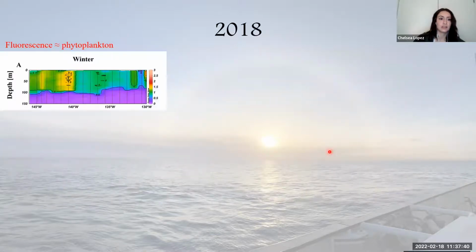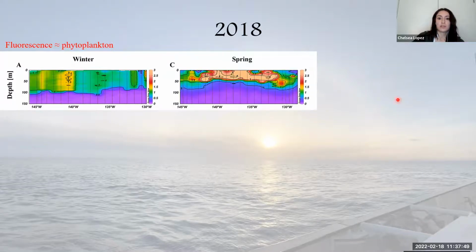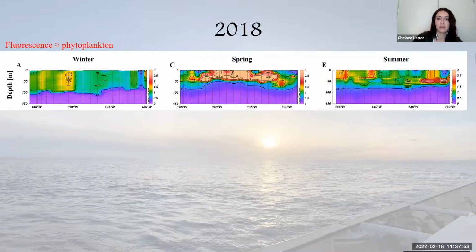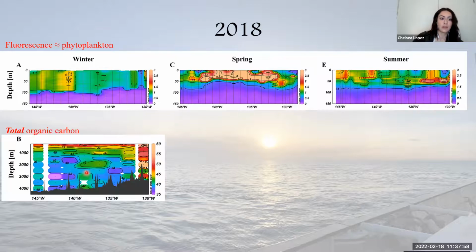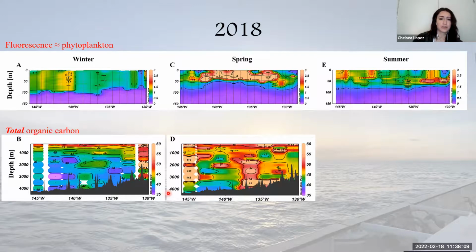So here in 2018, this is pretty similar to 2017, a little bit higher concentrations on this side though. And then spring, there's a lot going on. These concentrations are very, very high. And then summer, it starts to taper off again, just as we saw in 2017. And you can see there's a lot more heterogeneity here. You have more hotspots, you have a lot going on. So higher export occurring, releasing DOC. And then here, these are really, really high values.